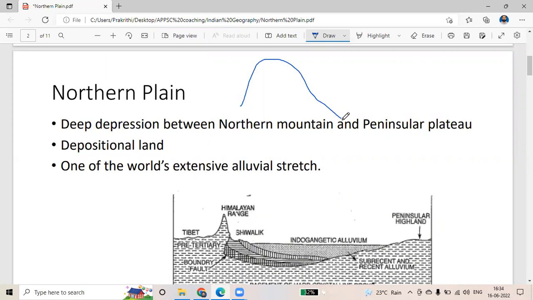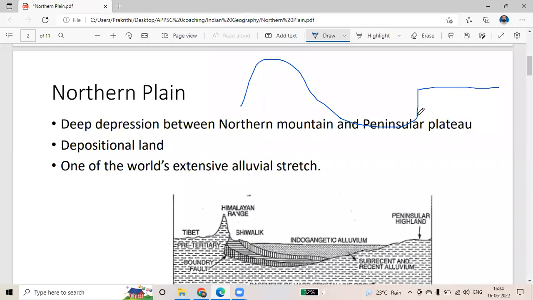So the Himalaya lies here, and on the opposite side, we know there is the peninsular plateau, which is also an elevated portion. Between these two, there was a depression.